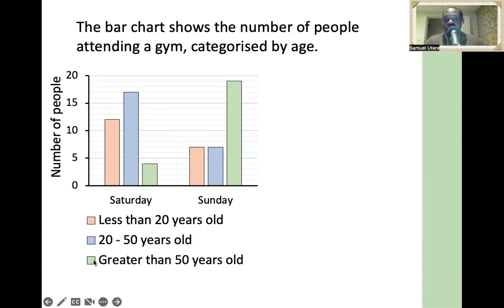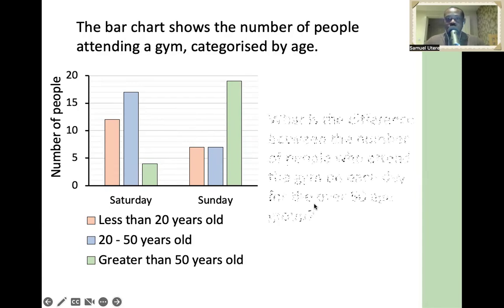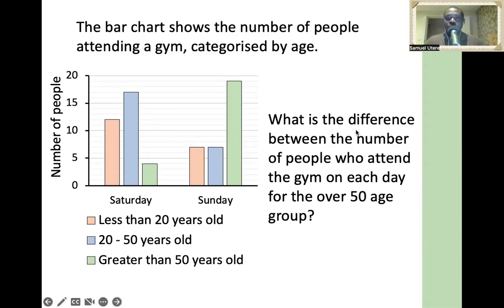So this here underneath the bar chart is called a key, and that tells us how to interpret the bar chart. Okay, so let's answer some questions. So here is the first one. What is the difference between the number of people who attend the gym on each day for the over 50 age group? So this question is concerned with the over 50 age group, which is this green.